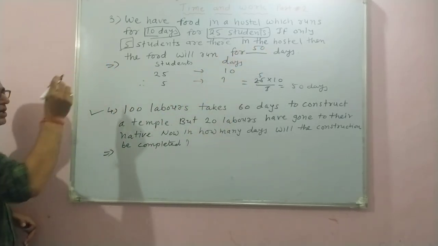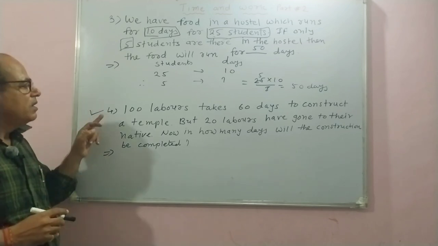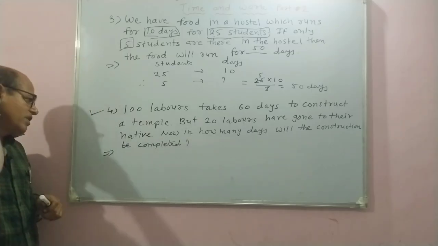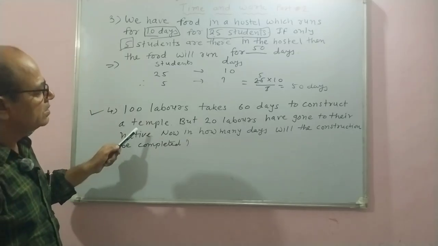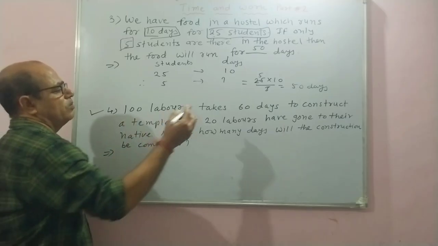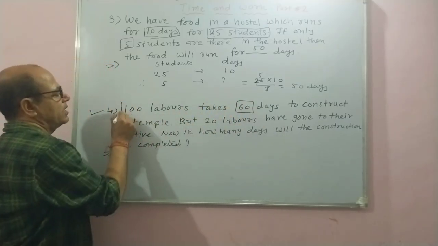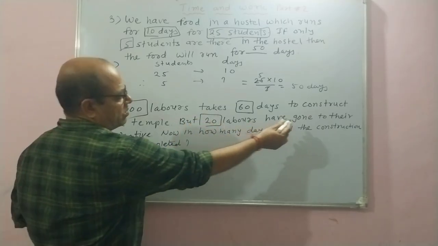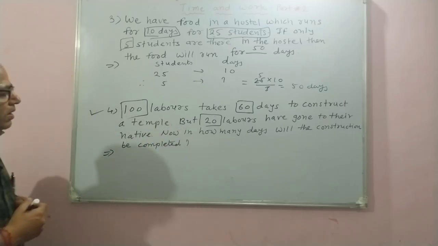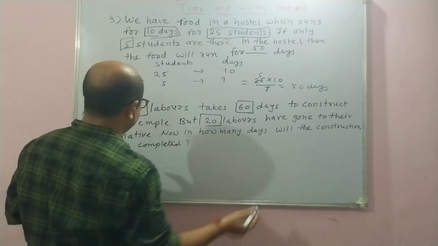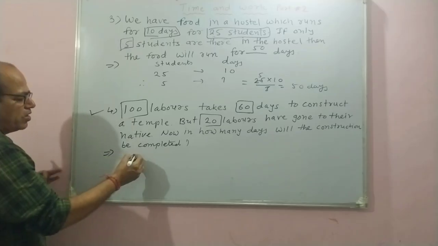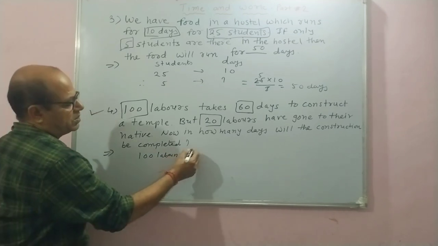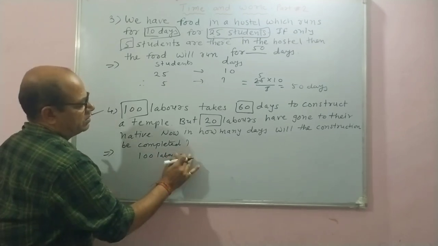Now see one more example. Example number 4. 100 laborers take 60 days to construct a temple. Okay, one contractor has asked 100 laborers to complete the temple, but they will take how many days? 60 days. How many laborers are there? 100 are there. But what happened? Due to some problems, 20 laborers have gone to their native place. Now in how many days will the construction be completed? So first of all, how many laborers were there? 100 laborers were there, but now due to some problems, 20 laborers have run away.